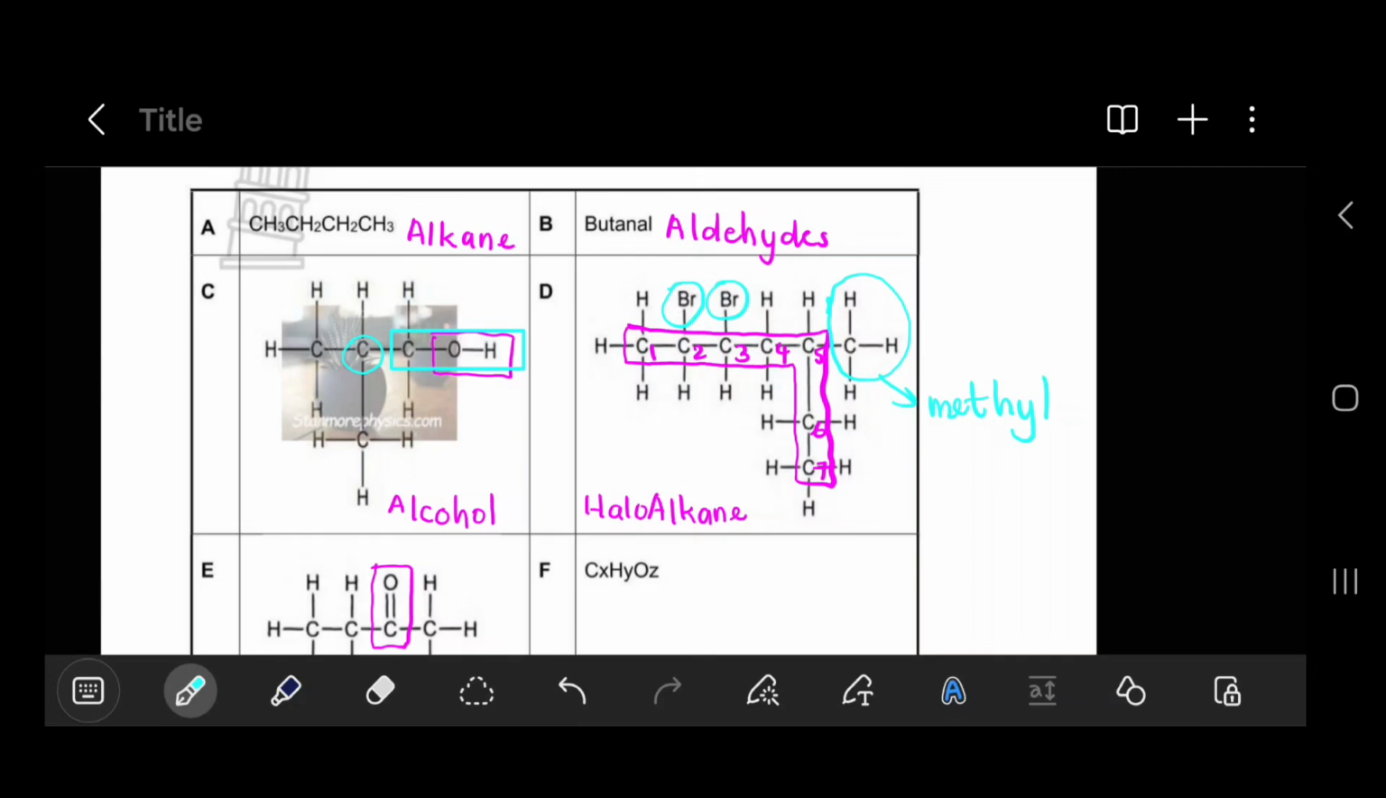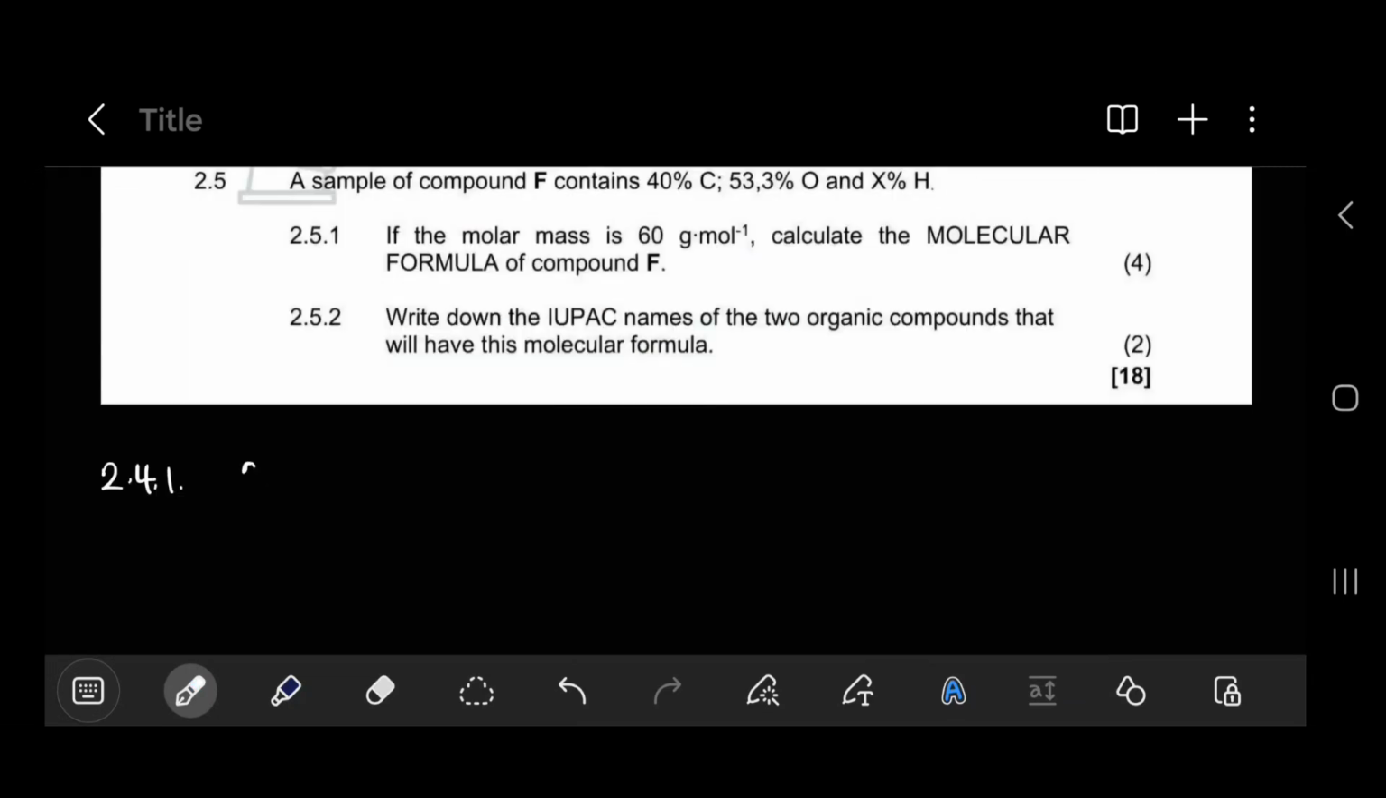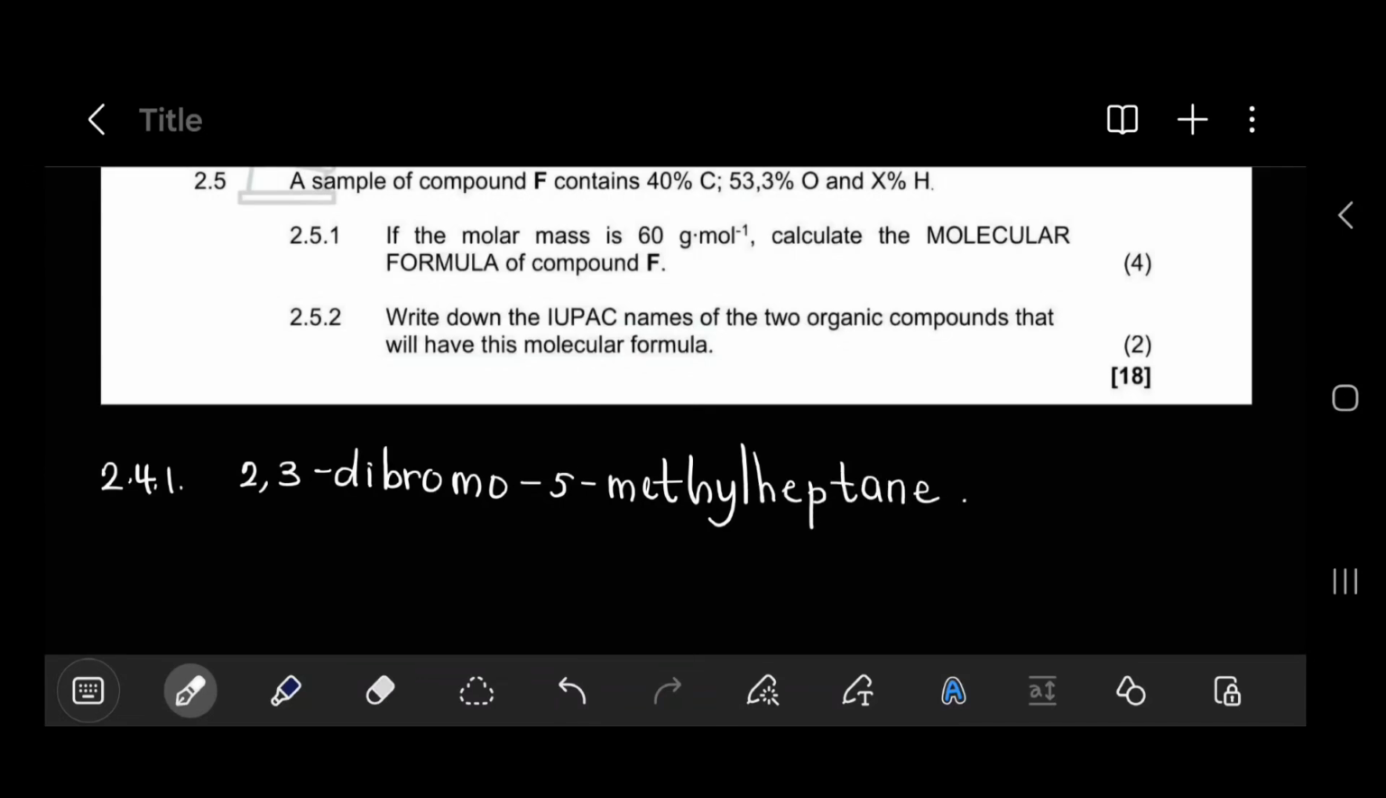So to write out this IUPAC name, it's going to be 2,3-dibromo-. Then remember, on the 5th carbon, you had methyl, so 5-methyl, and the parent chain contained 7 carbons, so that's going to be heptane. Here's the IUPAC name.